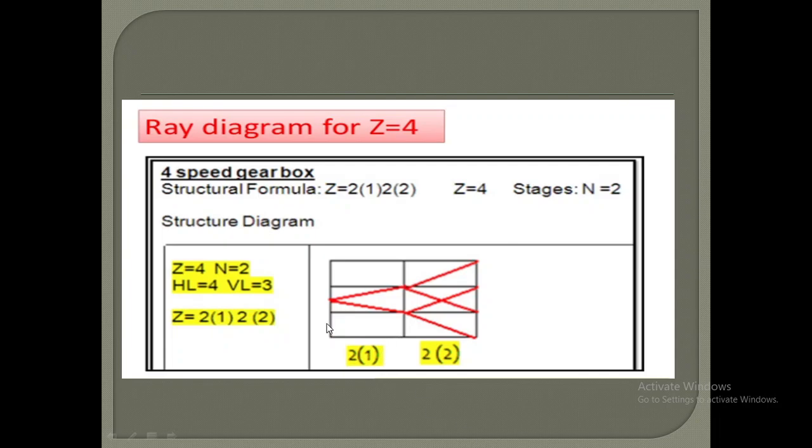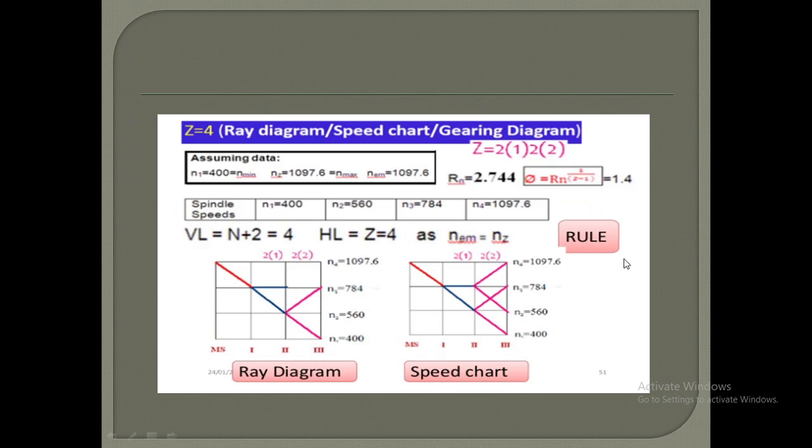2 1 2 2. We'll start from the center. 2 transmission lines and the gap is 1. Again you will get 2 points on the second shaft. Then again you get the 2 2 formula: 2 transmission lines and the gap is 2. 1 2 1 2. This is the structure diagram.